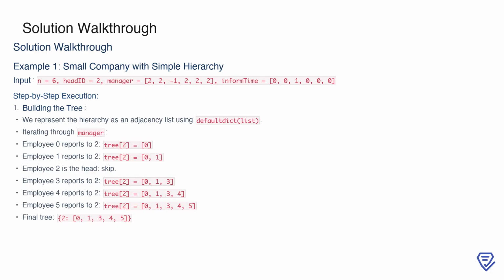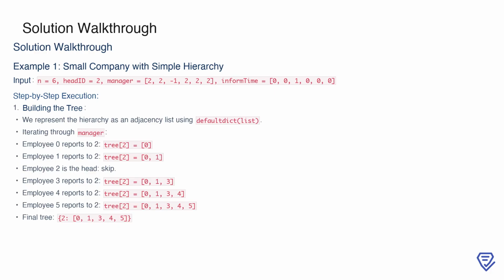In this example, we have a small company with 6 employees, where employee 2 is the head of the organization. The input provides the hierarchy through the manager array, where each element indicates the immediate manager of the employee at that index. For instance, employees 0, 1, 3, 4, and 5 all report to employee 2.